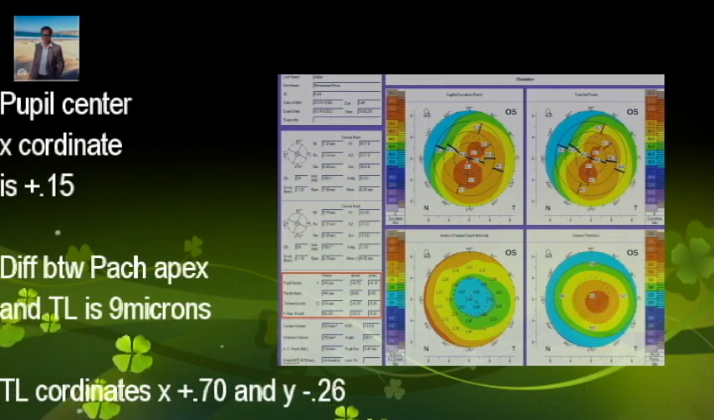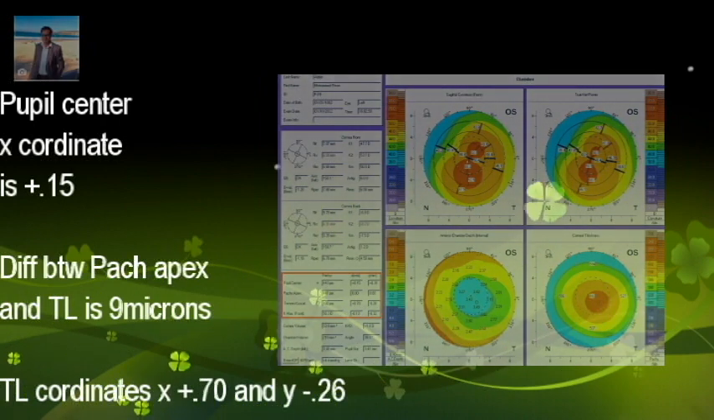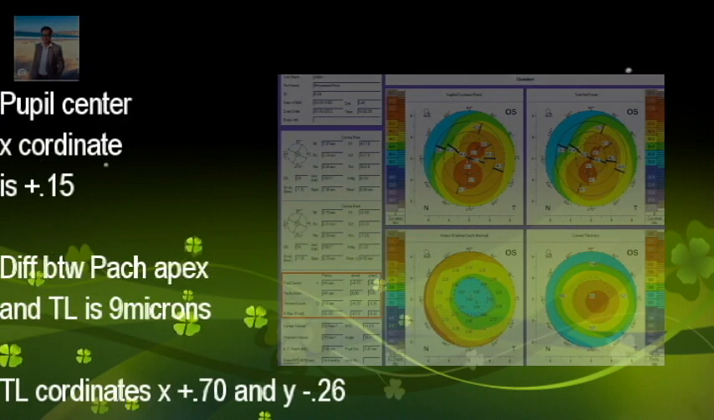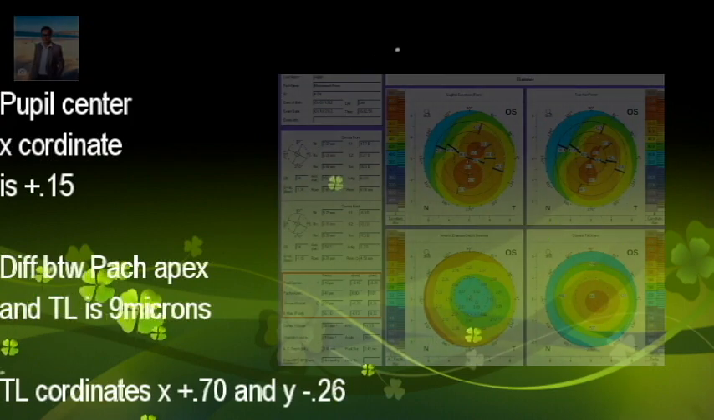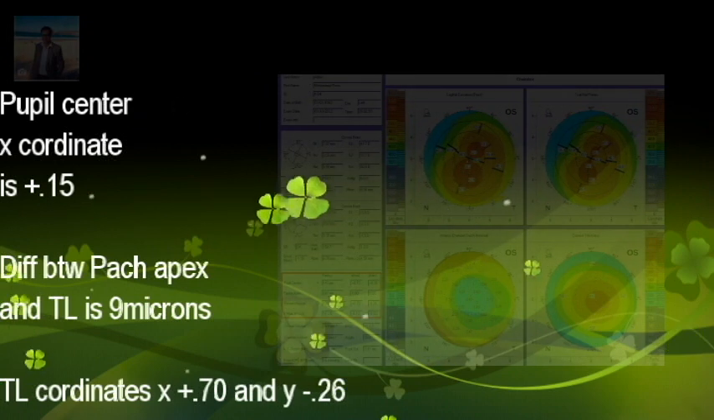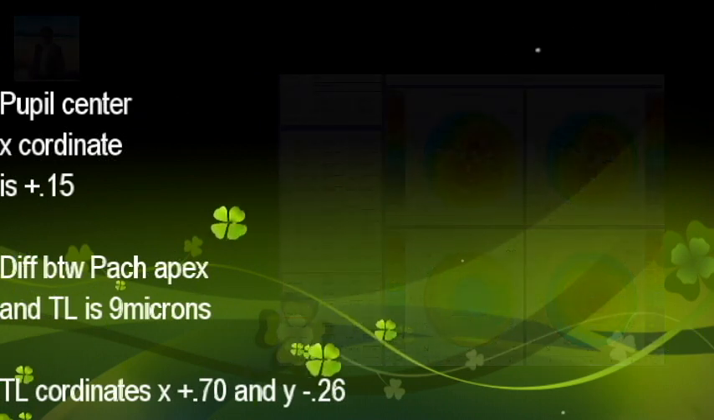However, if you look into the y coordinate, it is quite natural that it would be inferior, so it is minus, and it is less than 500 microns or 0.5, so the patient is good with that. However, the patient should fall into the exclusion criteria because the thinnest location is well over 500 microns so far as the x coordinate is concerned.